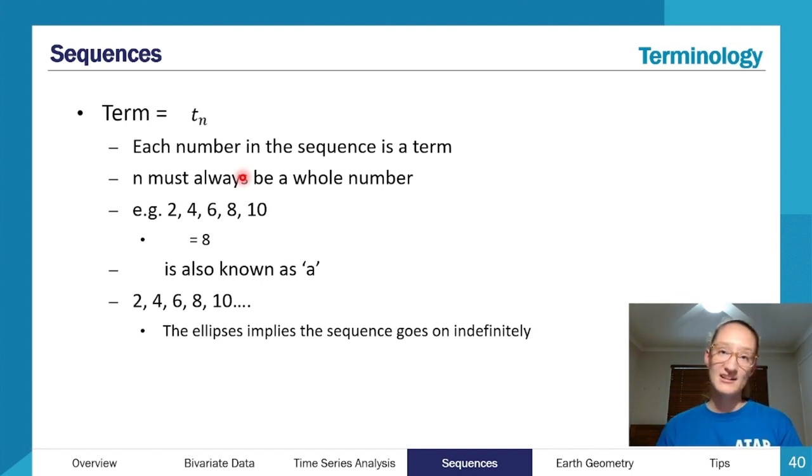An n always has to be a whole number. So if I said let n equal 1.5, so I can talk about term 1.5, we can't have that. It just messes with the pattern, and we don't do it that way when we're talking about sequences. So n always needs to be a whole number. And this is the example of the sequence I gave earlier. All we've got to do is count along: term 1, term 2, term 3, term 4. Term 4 is 8. Super simple.